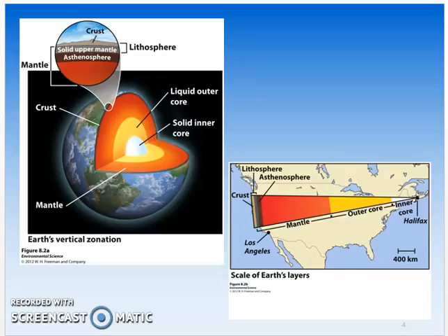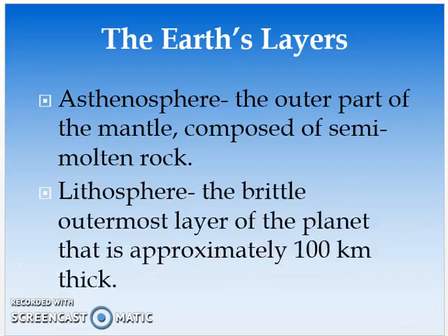Then you have the crust, which, depending on whether it's oceanic crust or continental crust, determines what it's made out of. One's basalt and one's granite, and off the top of my head, I can't remember which is which. Oceanic crust is heavier, sits lower on the mantle, which is why the oceans are where they are.